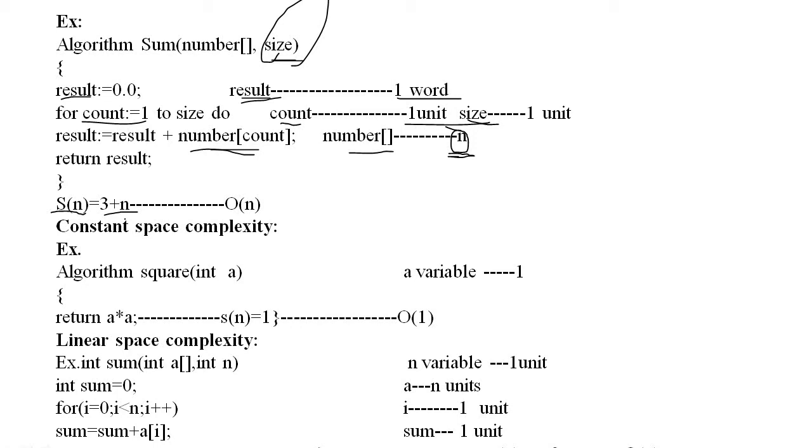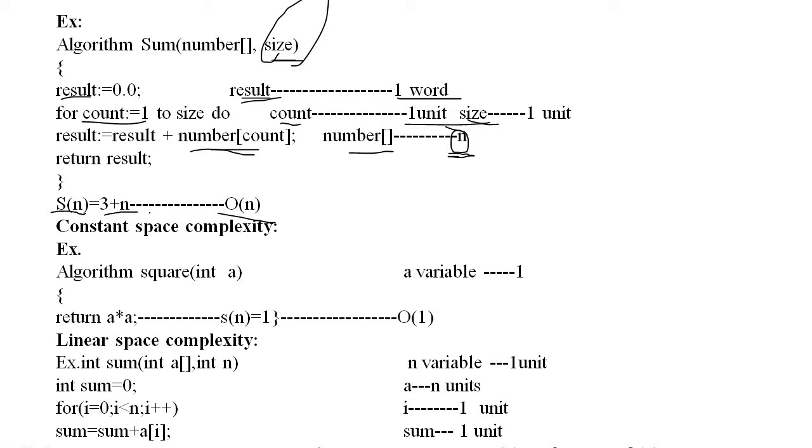If I am specifying the degree of this expression, I represent it with big O. The highest degree variable is n only, with degree 1. So big O of n. The order of this function is n. This is the example of how we can calculate the space complexity.